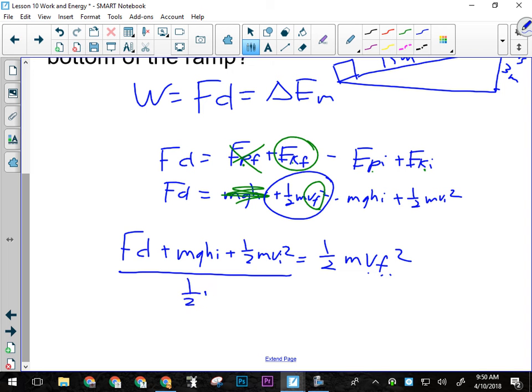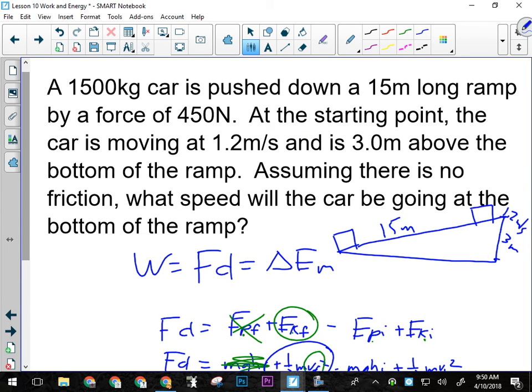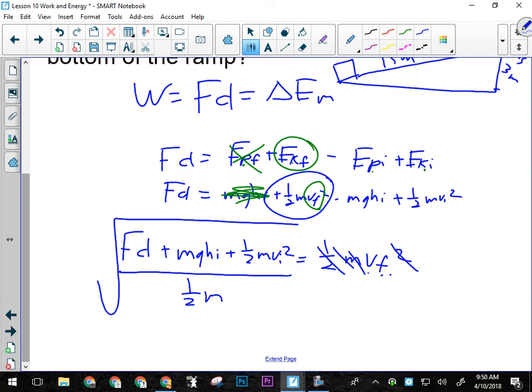So I've got 1/2 of m over here. That leaves me with vf squared. I don't want vf squared, I just want vf, so I'll square root. Now this will give me the final speed of the box or car, or whatever it is, at the bottom of the ramp. They tell me the mass, so I've got that. Now I can put in all of my numbers.